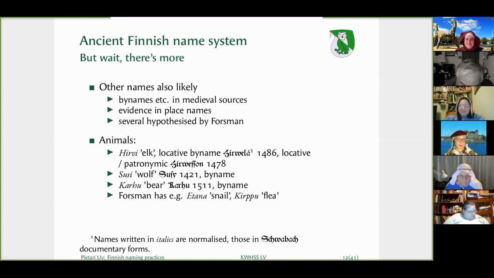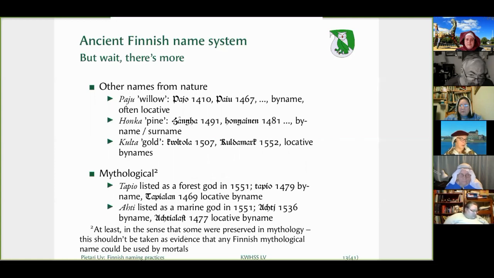But it's likely that people had used animal names at least occasionally as given names or other names from nature. There are also some mythological names that are listed in a 1551 list of ancient Finnish gods, but that were evidently actually used by humans as well.